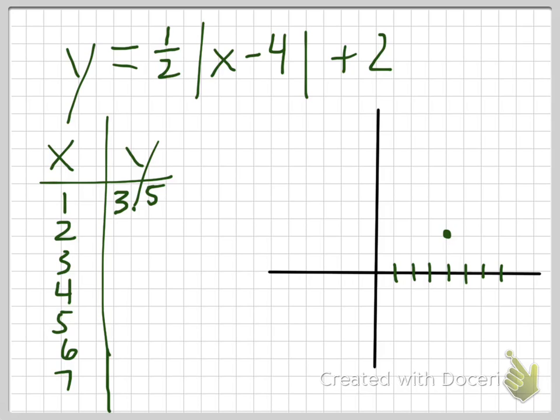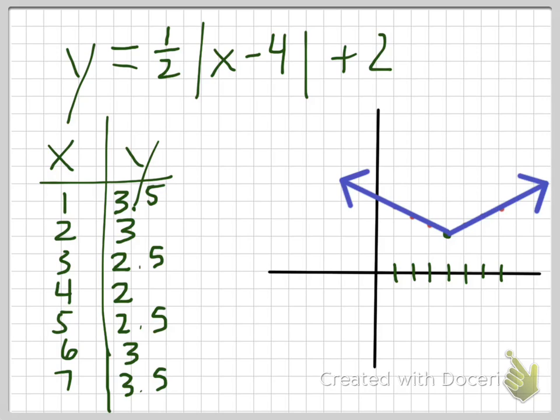Plug it in. Don't try to do too much in your head, but go ahead and calculate the rest of these values. Obviously 4 we already know is going to come out to 2, that's the vertex. And watch what happens. Our y's are decreasing, and then all of a sudden they start to increase again, giving us a pattern that looks like that. That's where the V shape comes from. That's it.